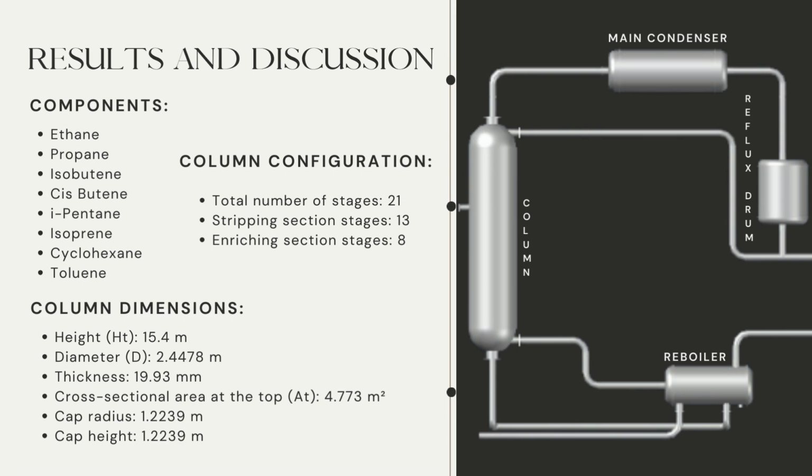Key dimensions of the column are as follows. The column height is 15.4 meters with a diameter of 2.4478 meters and a thickness of 19.93 millimeters, while the cross-sectional area at the top of the column is 4.773 square meters. Additionally, the cap radius and cap height are both 1.2239 meters, ensuring adequate space for vapor-liquid contact.